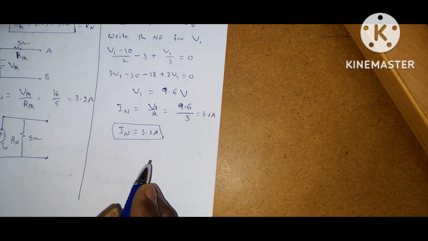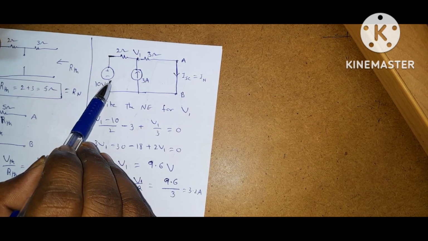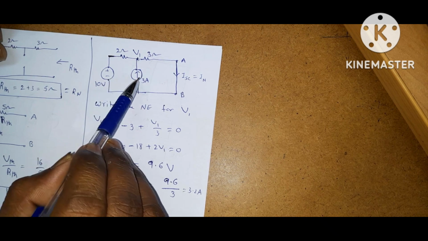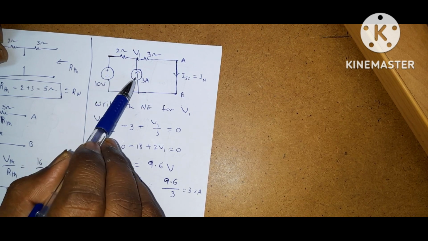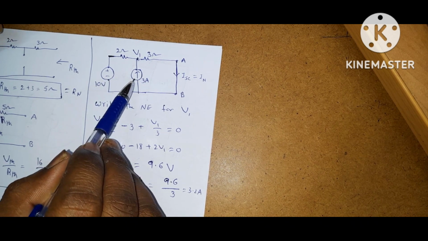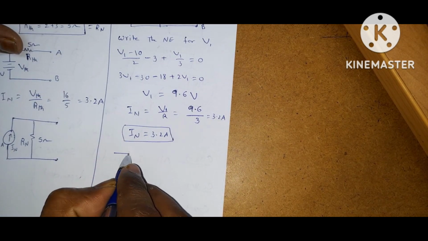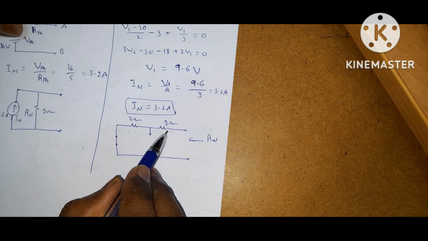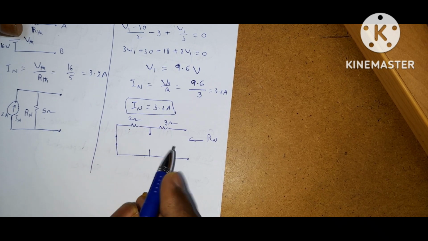Now to find R Norton, the procedure is the same as for Thevenin. All independent voltage sources are replaced with short circuit. All independent current sources are replaced with open circuit, because the internal impedance of a voltage source is short circuit, 0. The internal impedance of a current source is infinity, that is open circuit. So now the circuit becomes like this. Again, these 3 ohms and 2 ohms are in series.